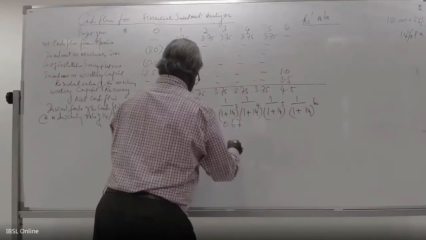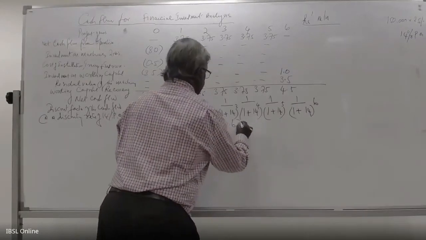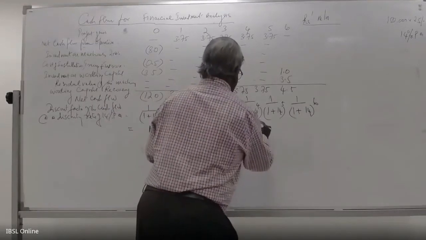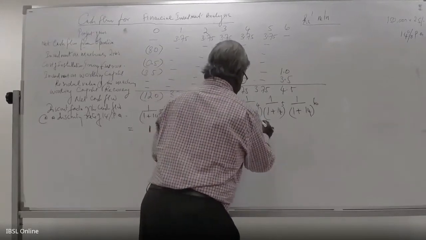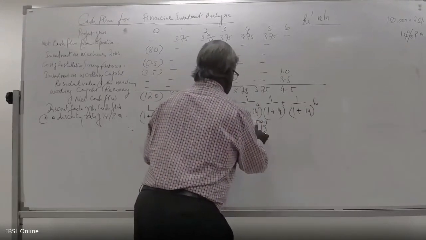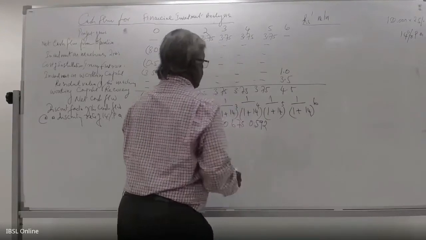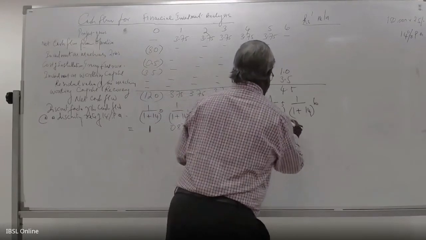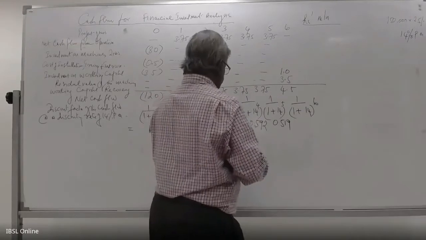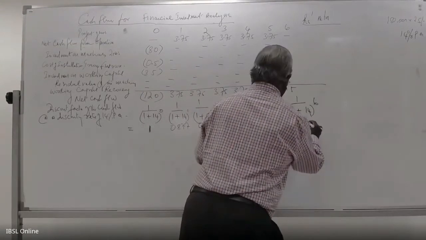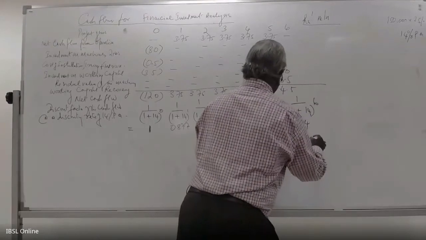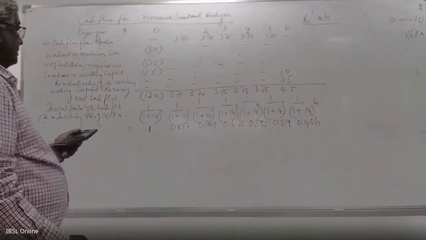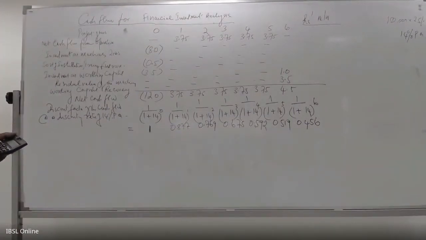Seven, 49, I put it as 5, and again equal sign, 0.592, again equal sign, 0.519, again equal sign, 0.455, I make it as 6. Right. This is the discounting factor at 14% per annum.